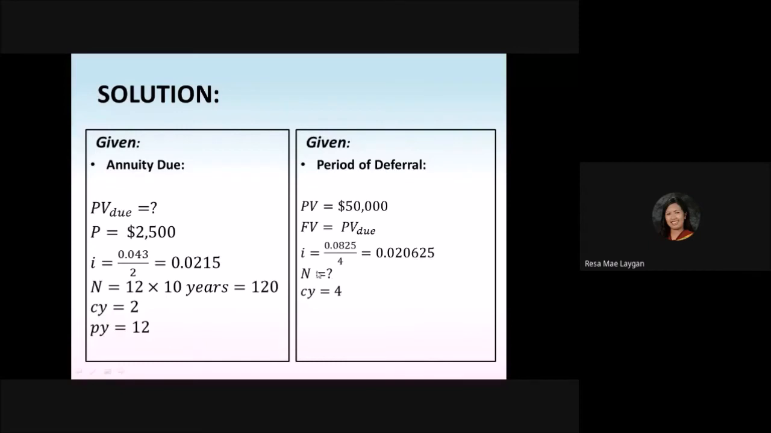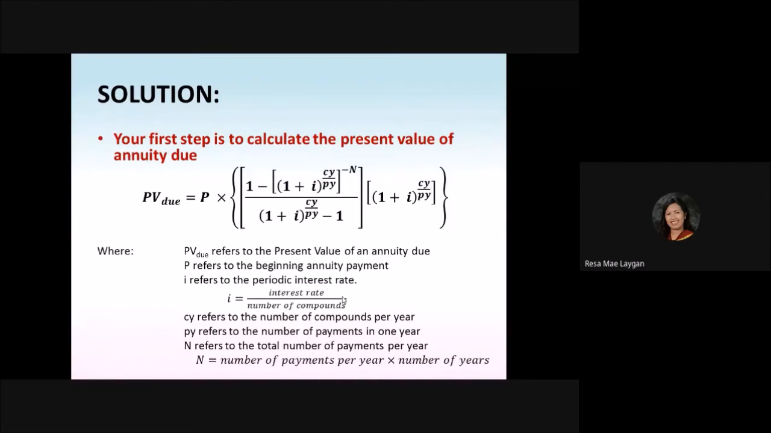But here, you have to find for the N. So you have to find how far in advance of the start of the annuity. So that refers to N. And here you have given the compound frequency, which is 4, because it's compounded quarterly. So on this, you have to calculate first using the present value of annuity due.